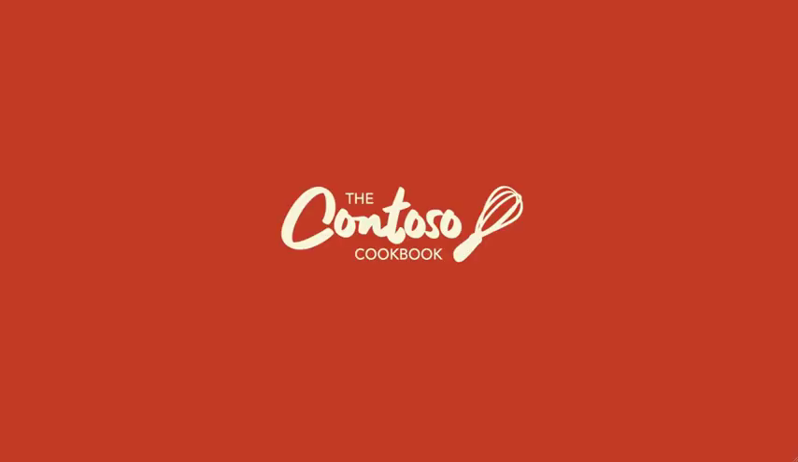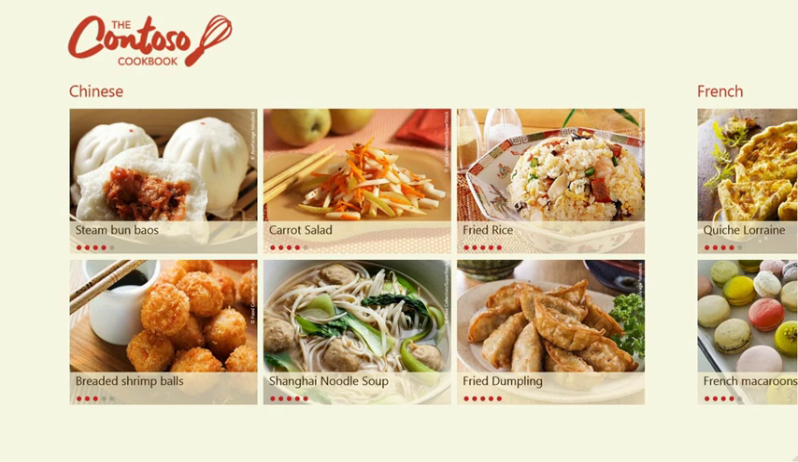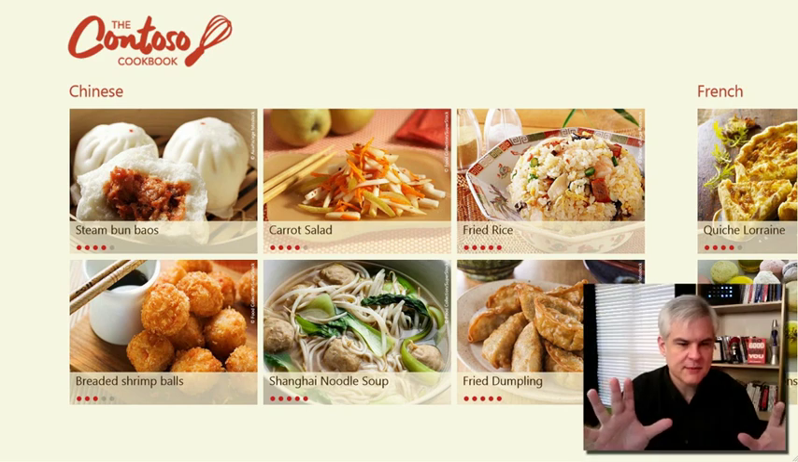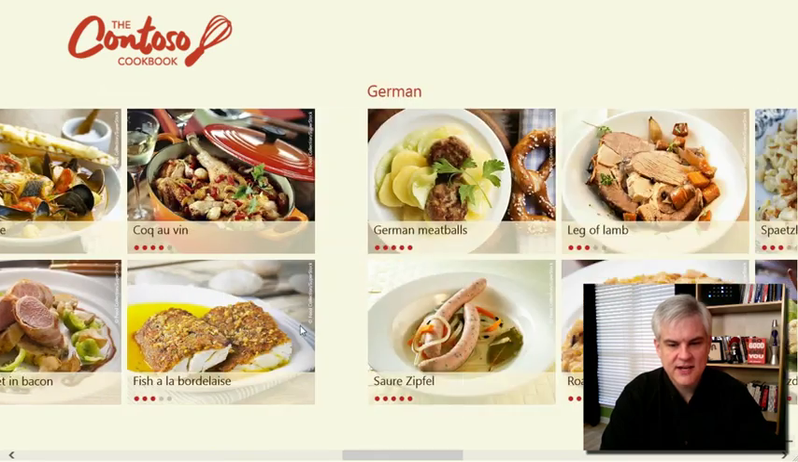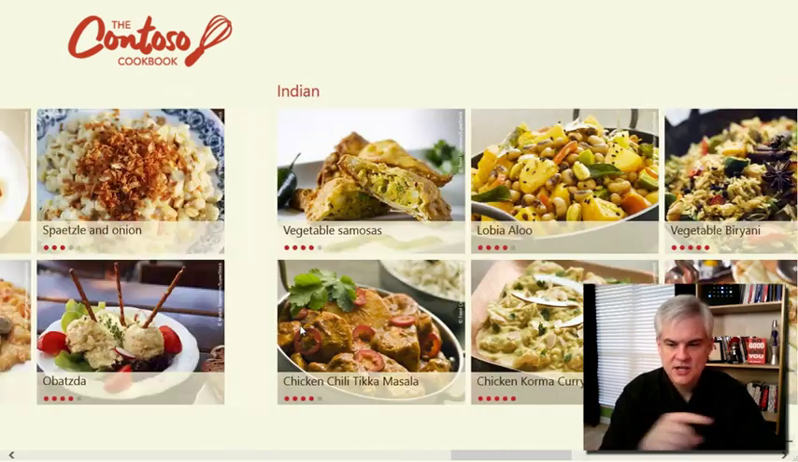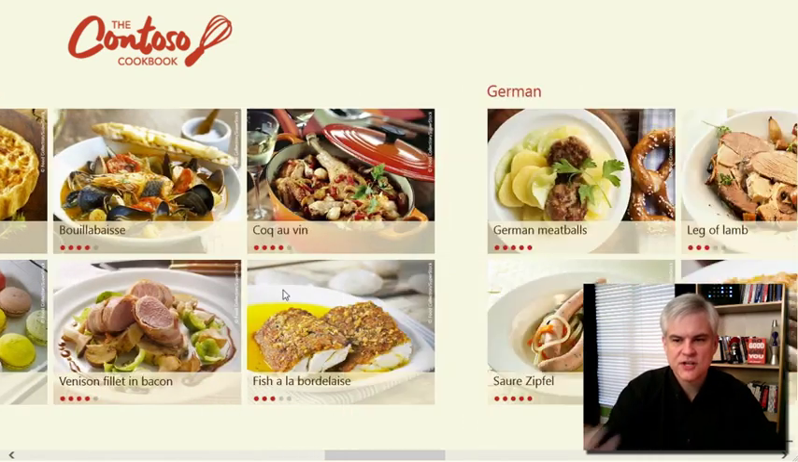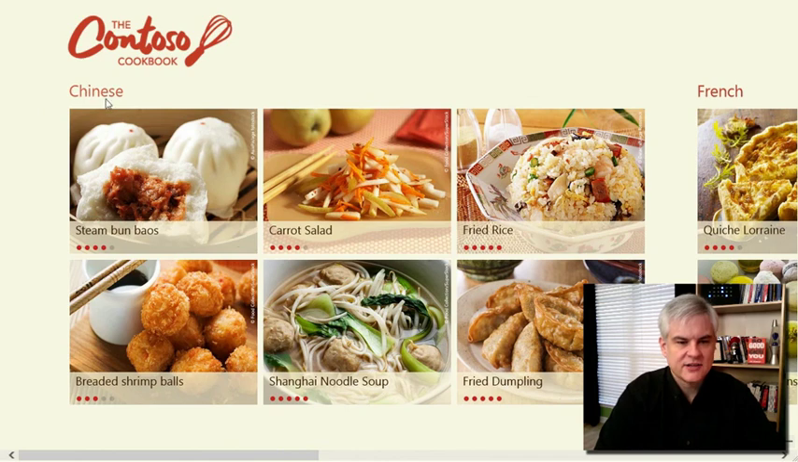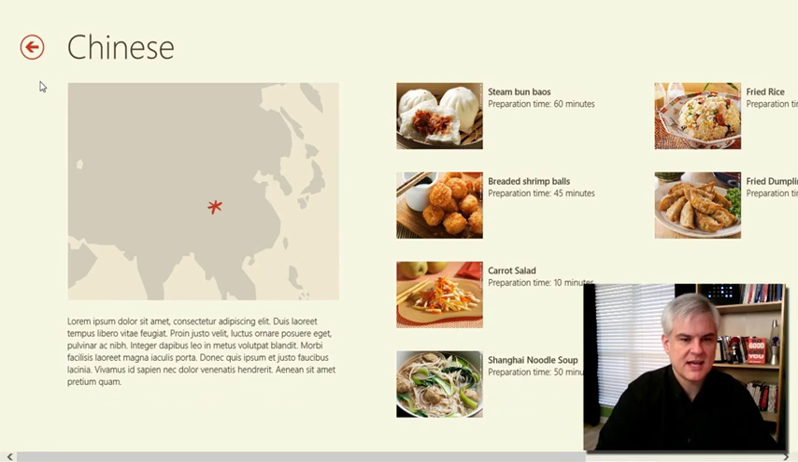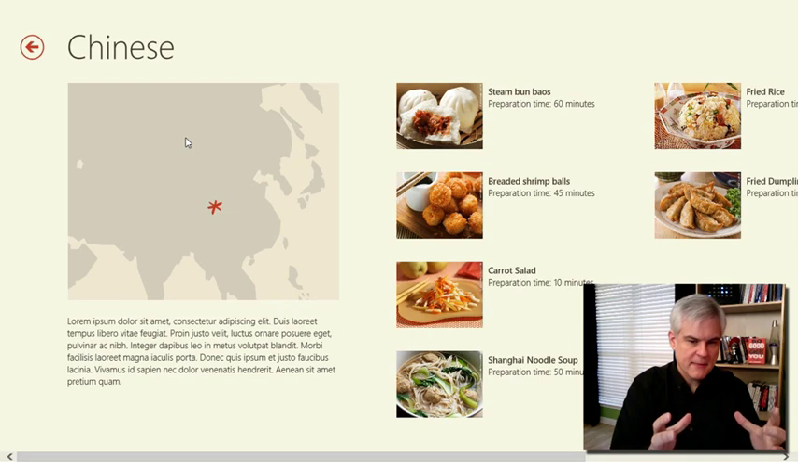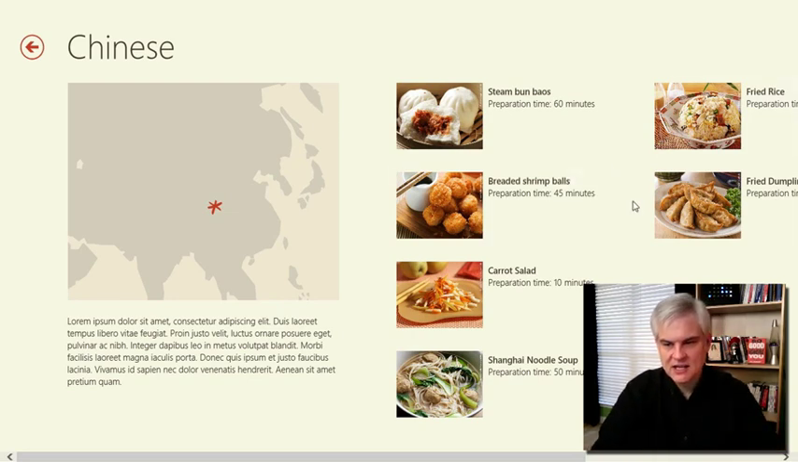All right, so we have a beautifully branded application, beautiful color scheme. The photos are vibrant. There is a high degree of interactivity. If I were using my finger, I could use it to scroll across all these different types of cuisine, Chinese, French, German, and so on. I could select one of these items to see all of the recipes that are categorized as Chinese. It gives me this beautiful large image with a map of China and then the individual recipes that are associated with it. Notice I can navigate using these little navigation arrows.